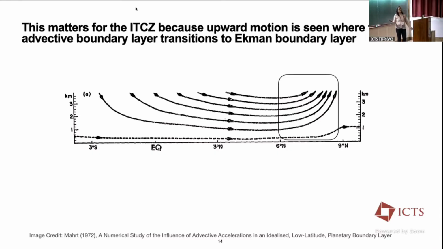This was also in line with the observations they had about 50 years ago, where they had station data, and whenever the station was located to the south of the ITCZ, the boundary layer flow doesn't behave like an Ekman solution, whereas if you have a station to the north of the ITCZ, then it behaves like an Ekman solution. So already in this idealized study, you can see how cross-equatorial flow and advection play a role.